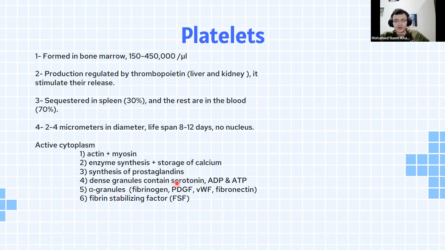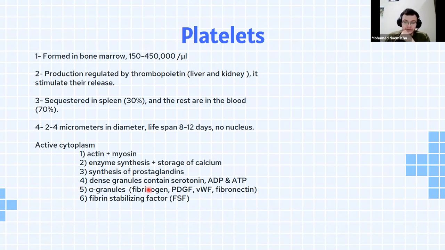Dense granules containing serotonin, ADP, ATP. Serotonin is something I don't think you're going to get asked about unless it's mentioned in different lectures. It has to do with pain and vasodilation and vasoconstriction of the vessels. ADP, remember when we said ATP has to do with aggregating? That's why we have it here. ATP is found in every cell, but ADP is for the aggregation.